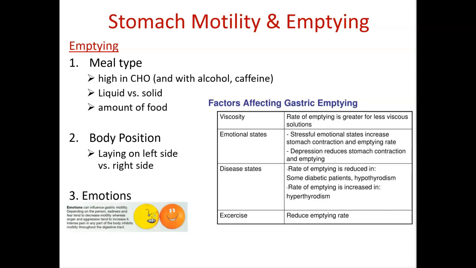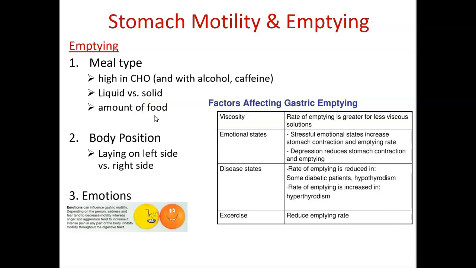So a meal that's high in carbs and low in fat is going to go through your stomach a lot faster, especially if you have any alcohol or caffeine, because remember, alcohol and caffeine increase gastric motility and secretions. And so you'll notice you'll be hungry sooner, which is why it's good to have fat in your meal. The more fat in your meal, the more full you will feel later. And liquids will always go through our stomach and get absorbed much faster than solids. And then the amount of food.